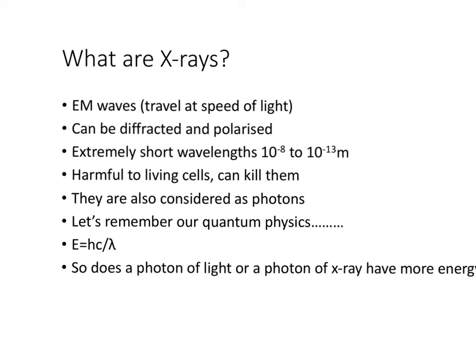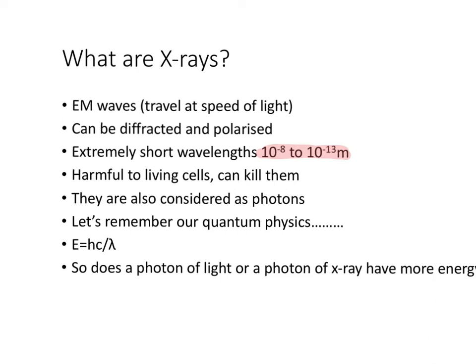So what are X-rays? They're electromagnetic waves that travel at the speed of light. They can be diffracted, plane polarized. They have extremely short wavelengths. So remember that you do need to know the range of wavelengths for all EM waves. So this is a bit of a reminder from that. They're harmful to living cells and can kill them. They're also considered as photons. So we're going to be talking about X-ray photons mostly, or beams of X-rays.